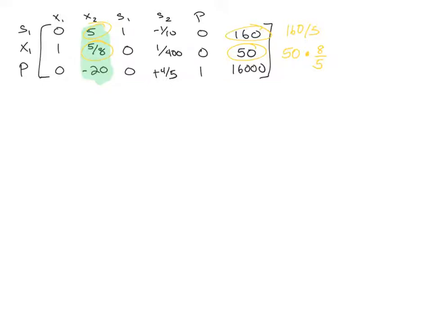So instead of dividing by a fraction, we multiply by its reciprocal. So when you go through and divide 160 by 5, you'll get 32. And when you multiply this, which is really division by 5/8, you'll get 80. The 50 and the 5 reduce away, leaving you with a 10. 10 times 8 is 80.